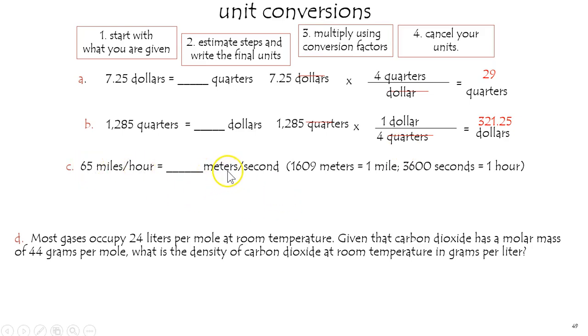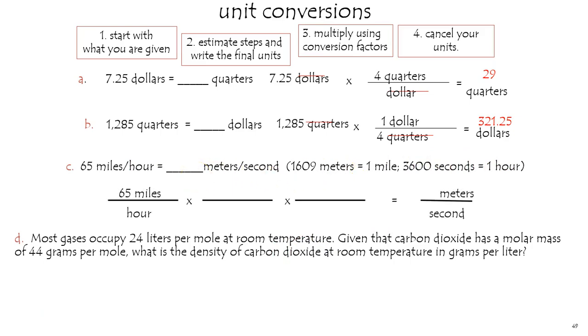Here's a two-stepper. We're going 65 miles an hour. How many meters per second is that? Well, here's how we convert from miles to meters. There's 1609 meters in a mile, and we can go directly from hours to seconds, noting that there's 3,600 seconds in an hour. So what do we start with? Always start with what you're given, the 65 miles over hours.